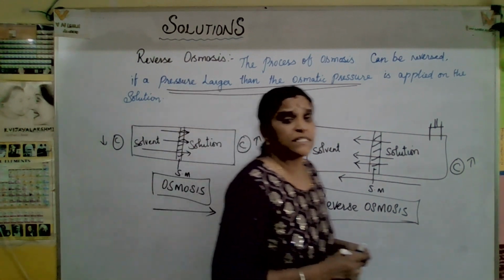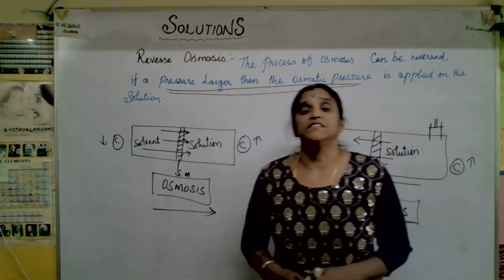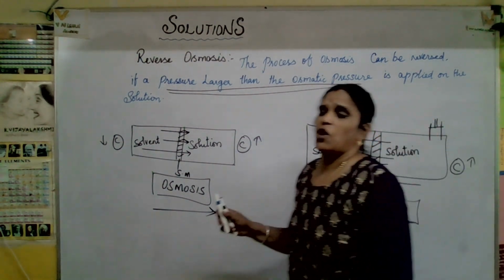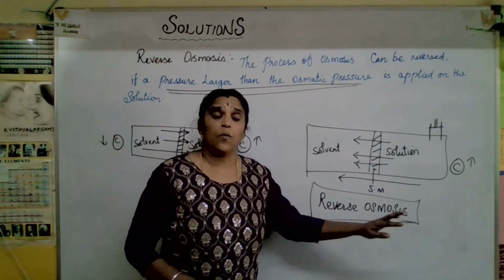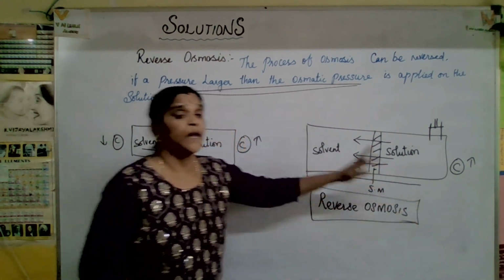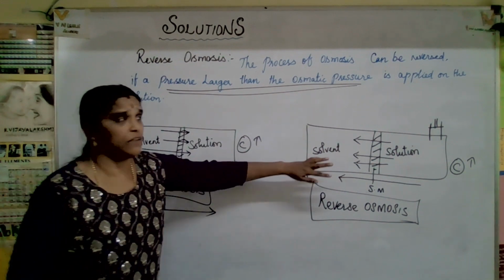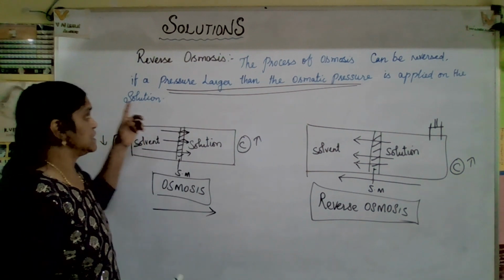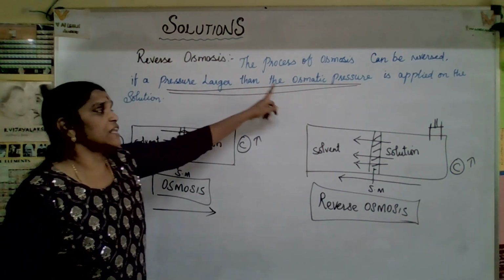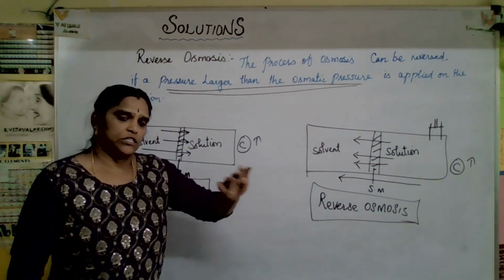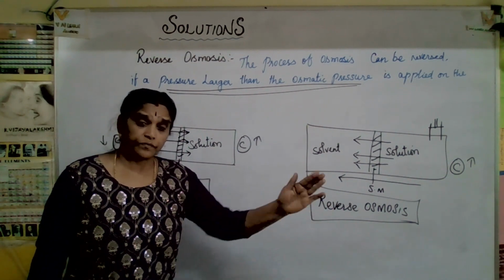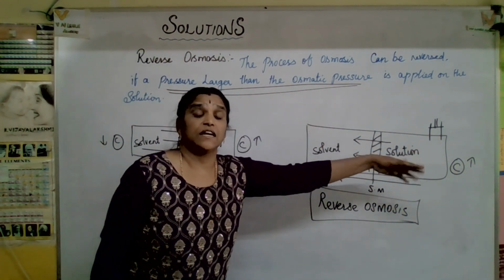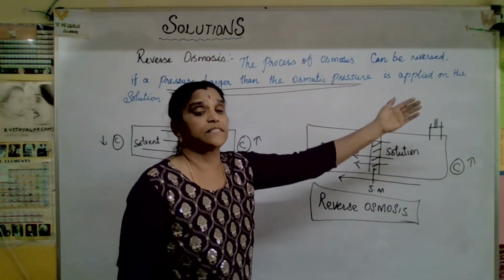Seawater desalination takes place through this process only. Our filter water, the RO water, also comes from reverse osmosis. What do we mean by reverse osmosis? The process of osmosis can be reversed when the pressure applied is larger than the osmotic pressure. Through which side do we apply the larger pressure? The solution side, that is, the higher concentration side.